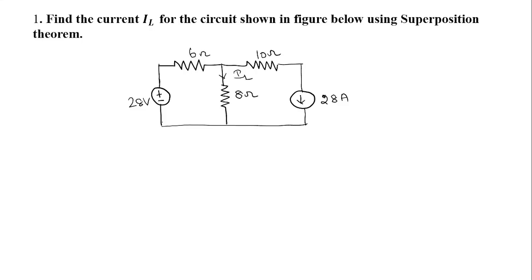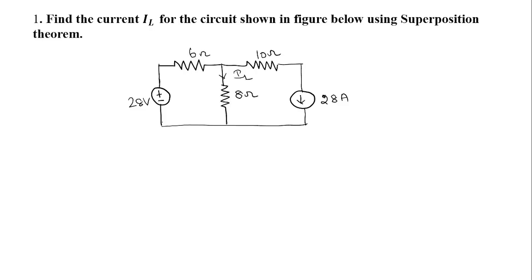Next, we will solve one simple problem. The question is, find the current IL for the circuit shown in the figure below using the superposition theorem. Here we have one voltage source and one current source, and three resistors: 6 ohms, 10 ohms and 8 ohms. We have to find the current IL flowing through the 8 ohm resistor using the superposition theorem.